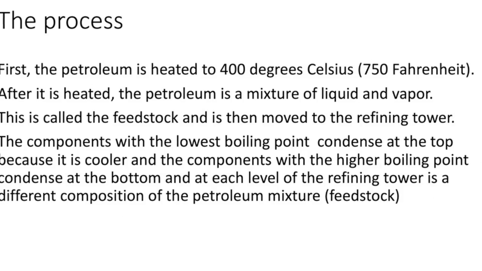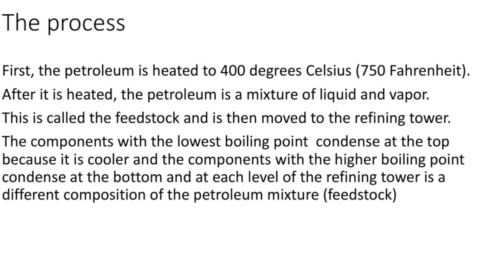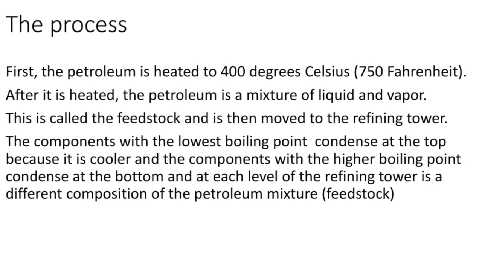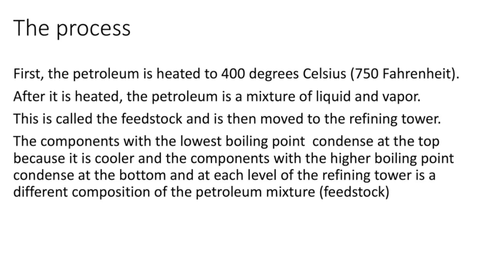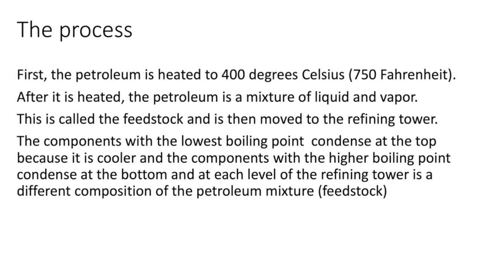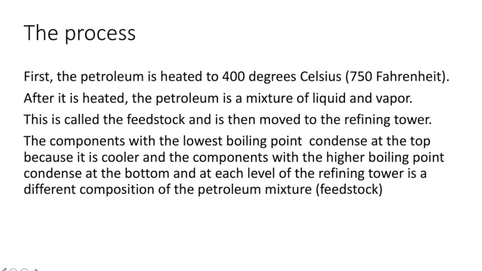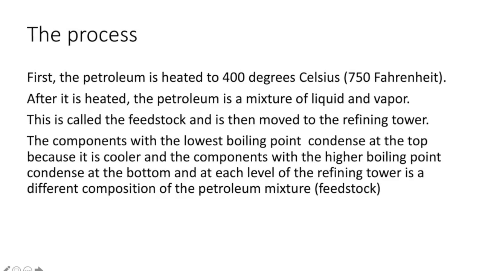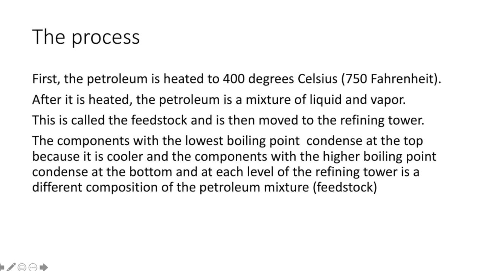The process. First, the petroleum is heated to 400 degrees Celsius. After it is heated, the petroleum is a mixture of liquid and vapor. This is called the feedstock and is then moved to the refining tower. The components with the lowest boiling point condense at the top because it is cooler, and the components with the higher boiling point condense at the bottom, and at each level of the refining tower is a different composition of the petroleum mixture.